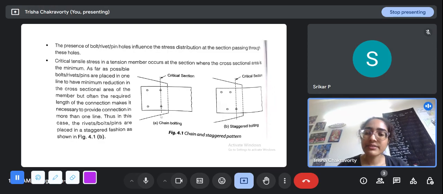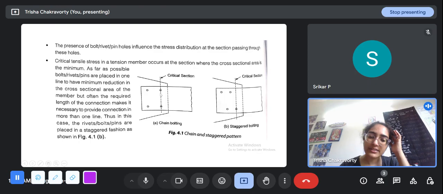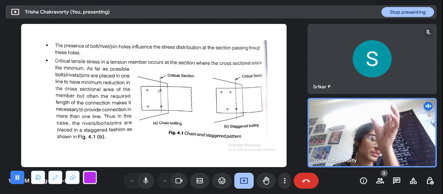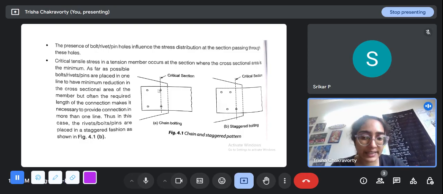The presence of bolt, rivet, or pinholes influences the stress distribution at the section passing through these holes. Of course it will, because there is a sudden gap, a hole that cannot take the tension, and on the sides beside the hole, the zone can have some kind of stress concentration. Critical tensile stress in a tension member occurs at the section where the cross-sectional area is the minimum. So a section that intersects the most number of bolt holes will be the weakest section in tension.